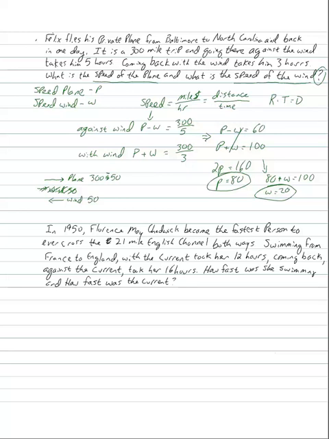So again, what are we looking for? We're looking for her speed, how fast would be a rate or speed, and we're looking for the current. So speed of Florence, I'll call that F, and speed of current, I'll call that C. Okay, so I have again 2 trips. She is going with the current, and she is going against the current.